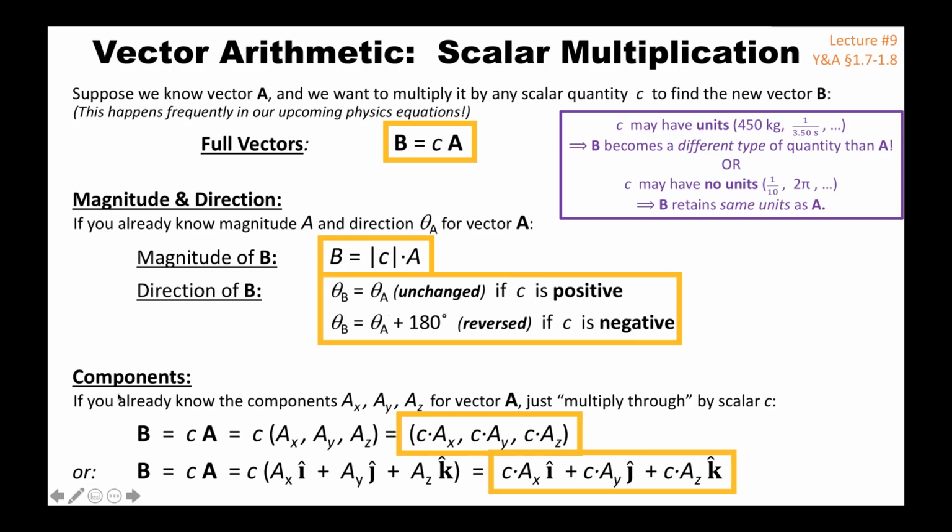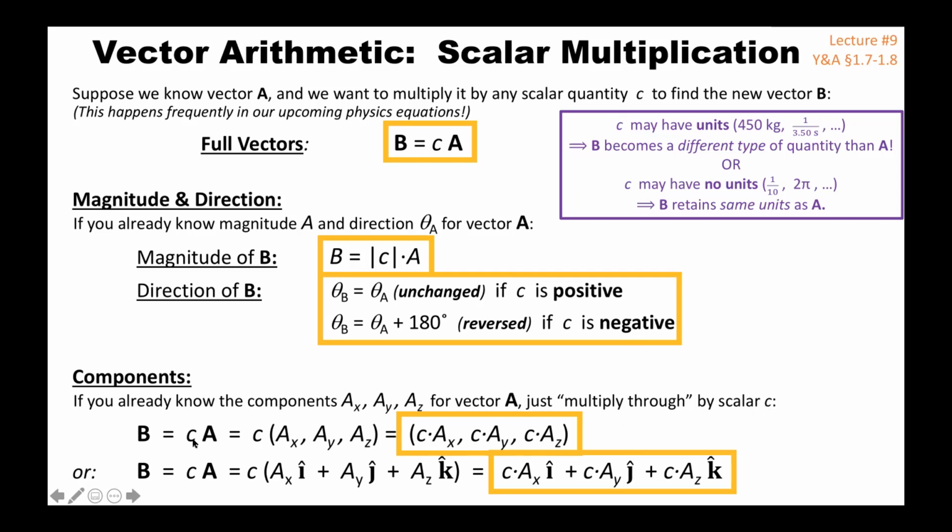What if you knew the components of A to start with, and we want to calculate what the components of B are? Well, it turns out this is really simple mathematically as well. You just take all the components of vector A, however many there may be, 2-dimensional or 3-dimensional, and you just multiply through by the scalar C, everything that the scalar C is. So keep the minus sign on it if there is one, keep all the units on it.